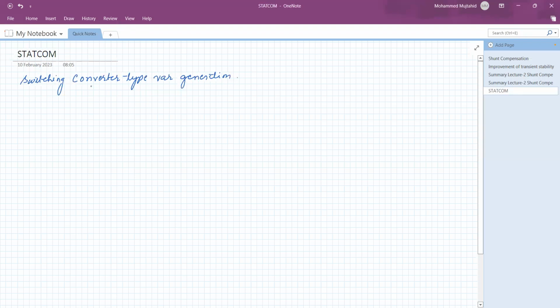The switching converter type VAR generation does not use an inductor and capacitor to generate and absorb the reactive power, whereas here GTOs, gate turn-off devices, as well as IGBTs are used in the switching. It is a DC to AC switching converter, and by this converter static VAR generation is obtained.